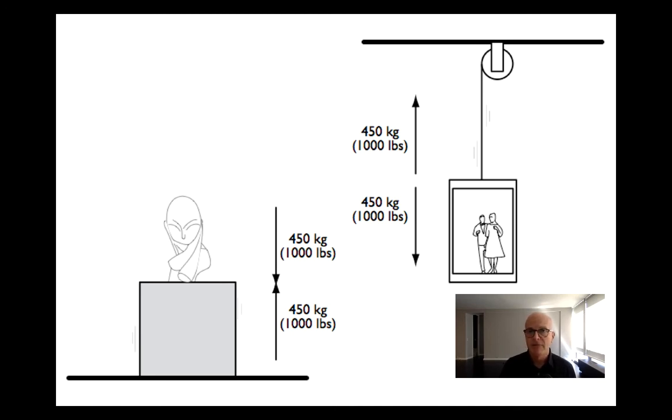On the right, we have an elevator cab with a couple in it who weigh 1,000 pounds, and the cable that's holding them up is also developing a reaction of 1,000 pounds. Again, that's a little bit difficult to see. We think of that reaction again as a capacity of that particular cable.